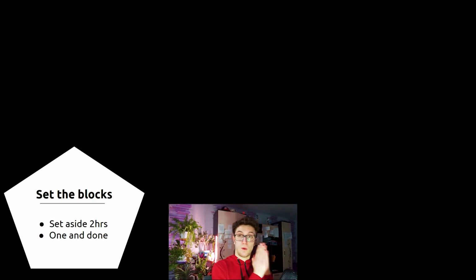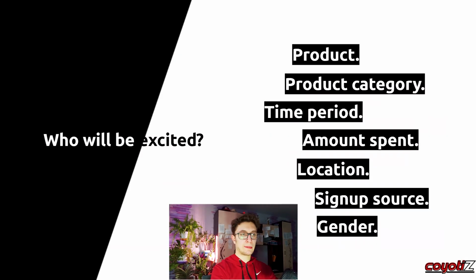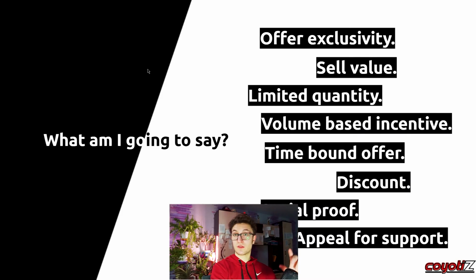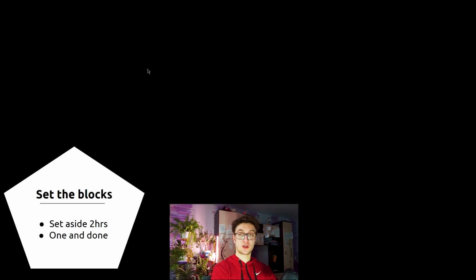So basically one segment, right? Let's just say the core email marketing audience, the first set of quadrants, right? The green section. You take 2 hours, you build it out, right? One and done. Do not do everything, because you're gonna be overwhelmed. I know you're busy, so just take 2 hours, build it out.